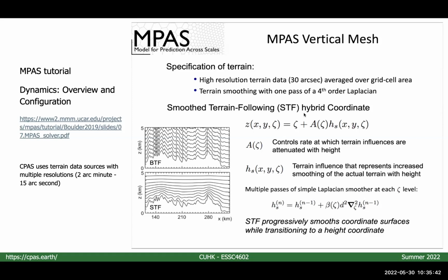And how is the hybrid feature done? It is just by an addition. So this one maybe theta. Theta is something we will specify, and then there is an A function times the smoothed terrain data. The A function will control the rate at which terrain influences the height. Together it becomes the Z variable, and in CPAS or MPAS, the variable is called Z grid.